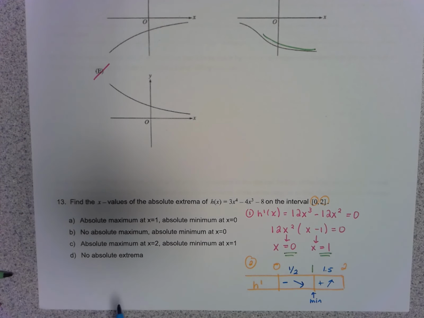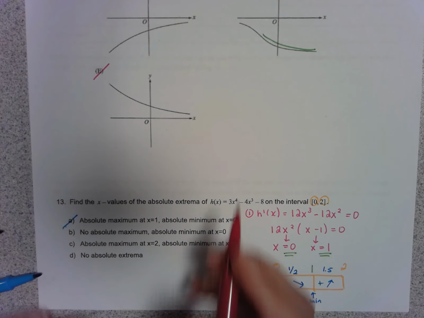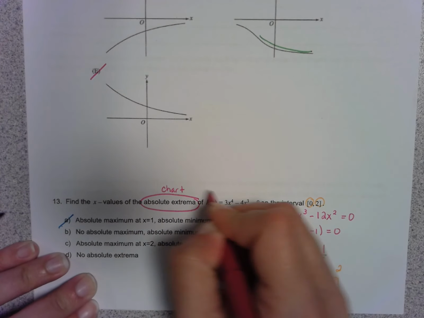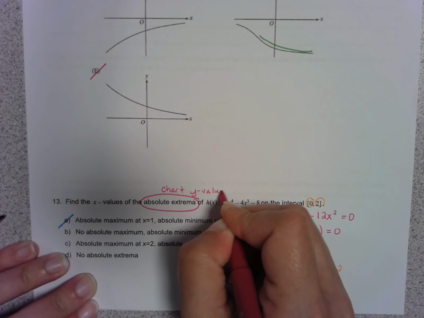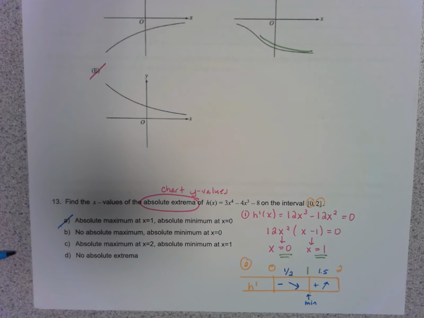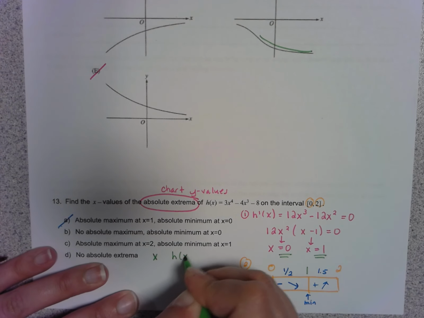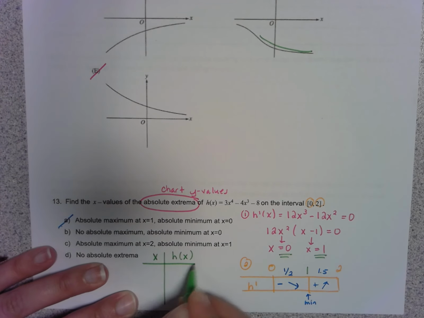And that means I can eliminate A. Then what I can do to figure out absolute extrema is make a chart where I include my y values so that I can see who's actually the biggest and who's actually the smallest. So I'm going to make a chart where I have x and h of x. I've got 0, 1, and 2.